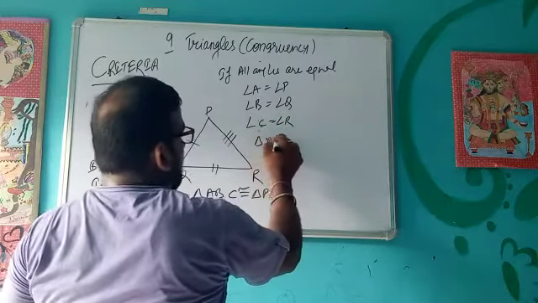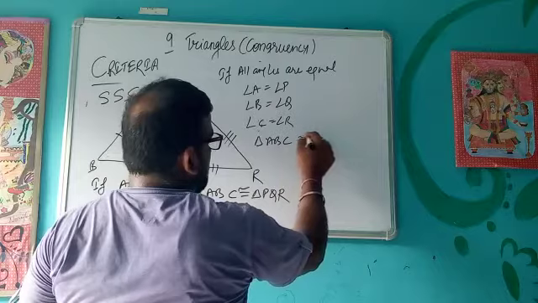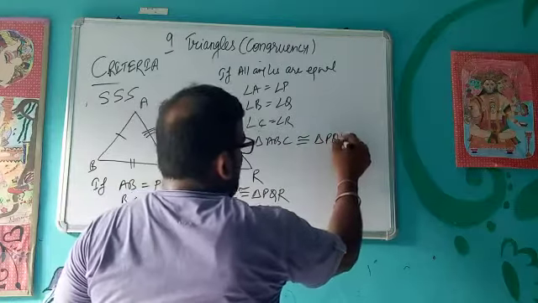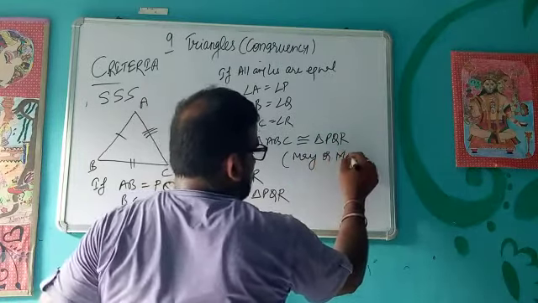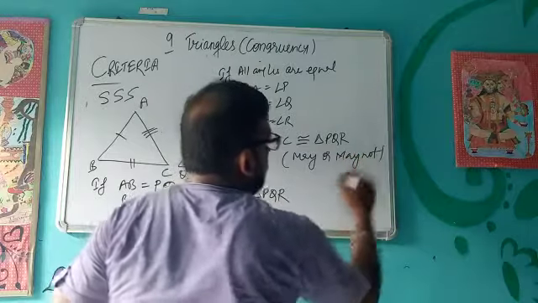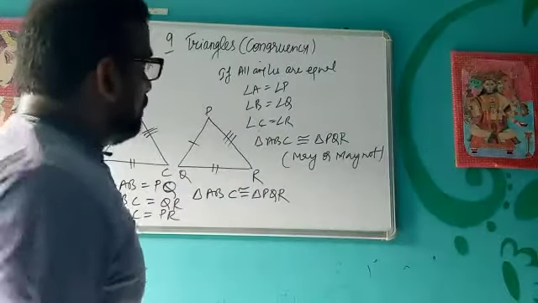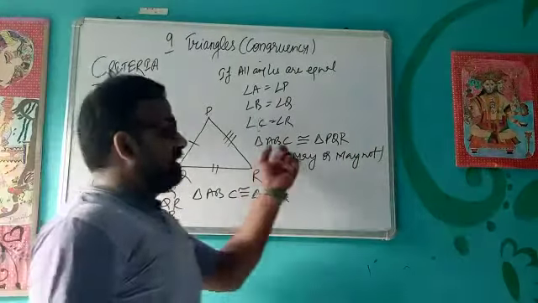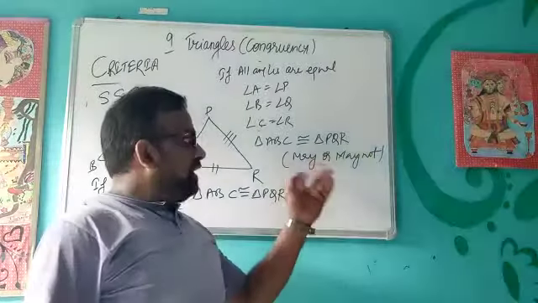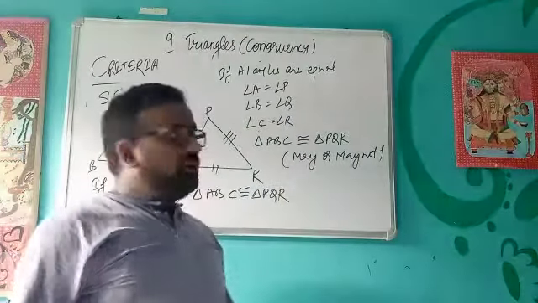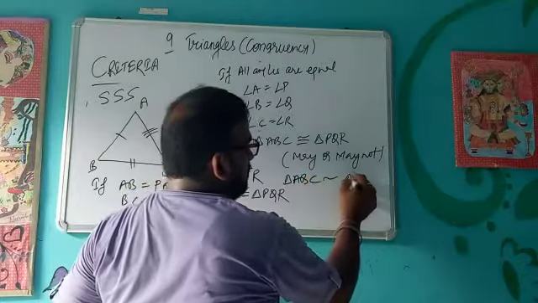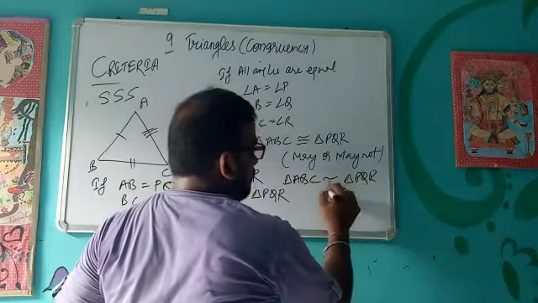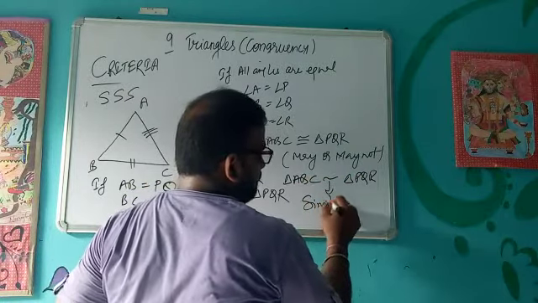Then triangle ABC, it may or may not be. Okay, it is not confirmed. If all the three angles are equal, then are the triangles congruent or not? Triangles may or may not be congruent. But one thing is sure, that triangles will be similar to each other. Okay, this sign is of the similarity.